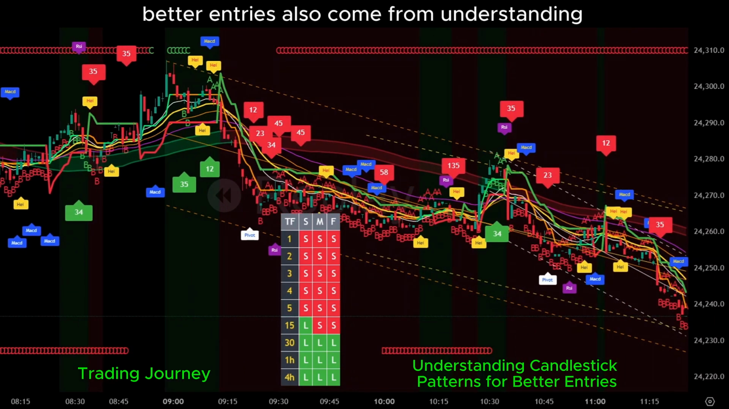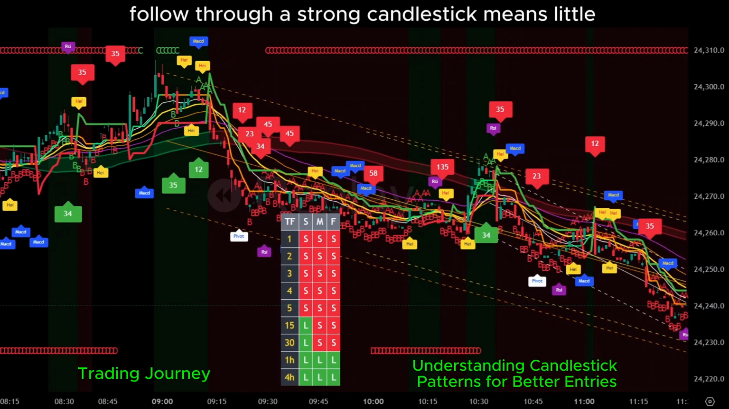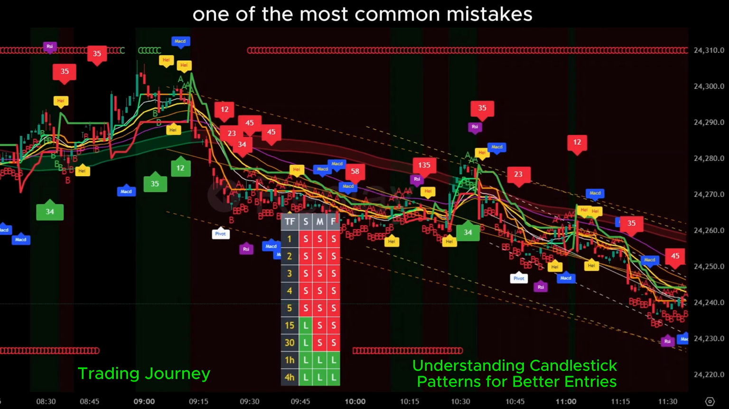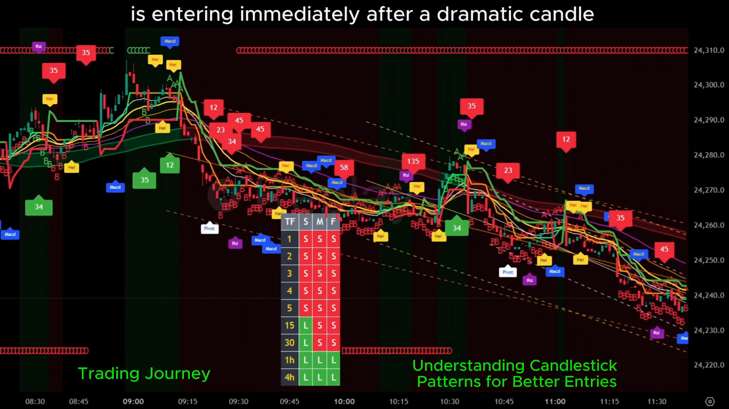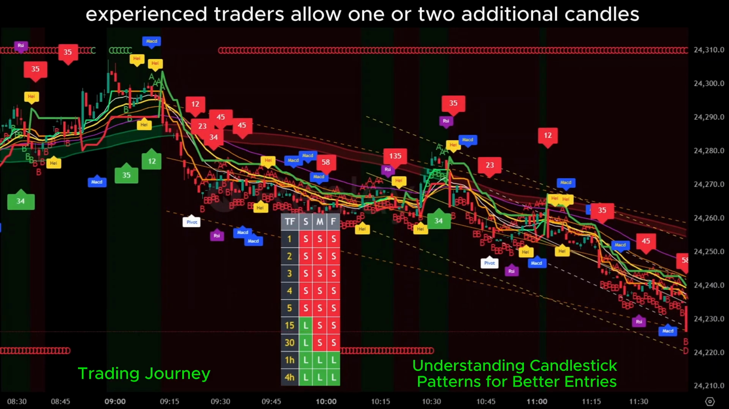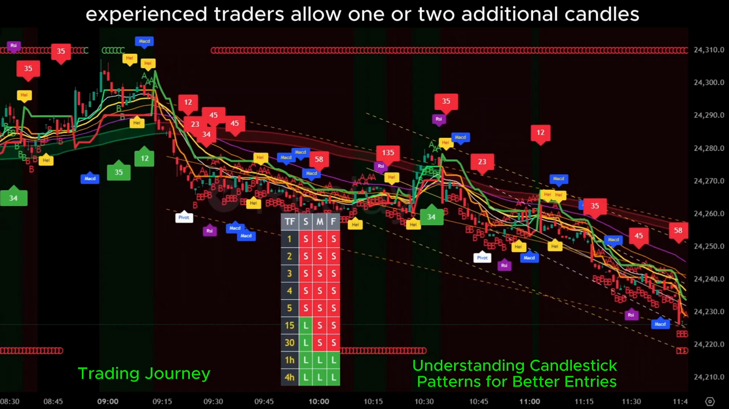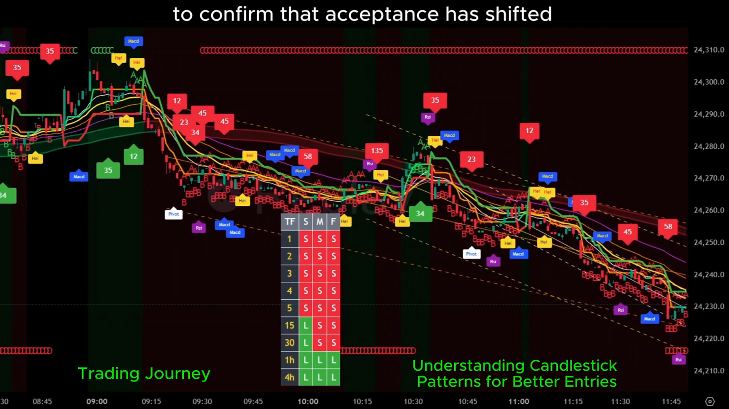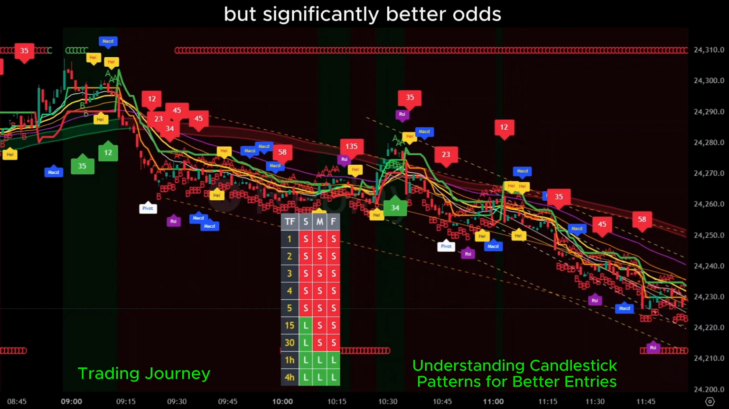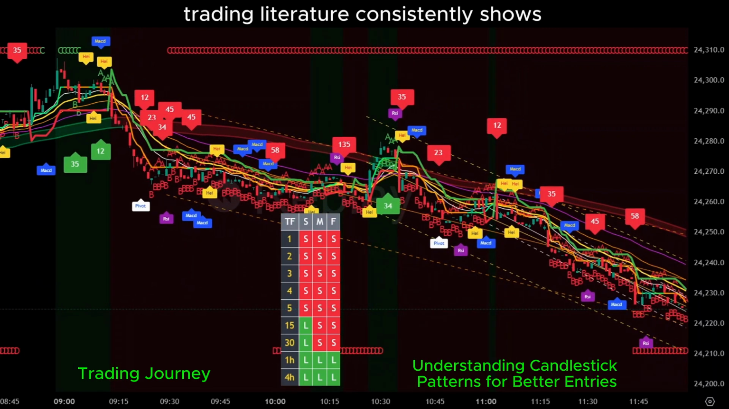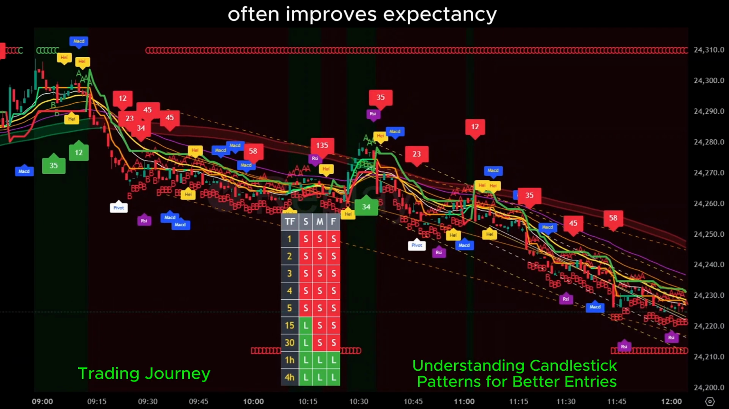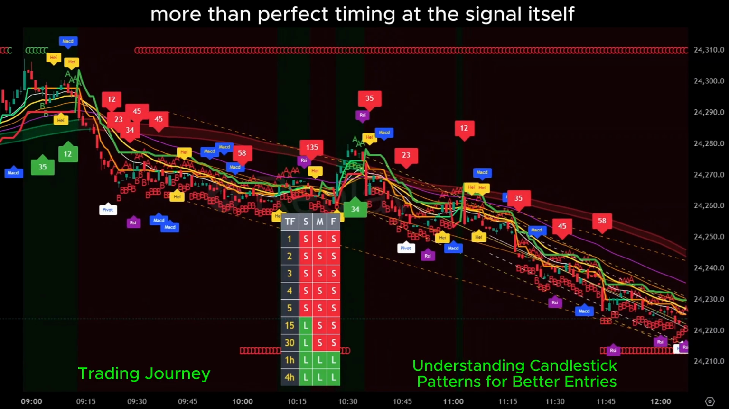Better entries also come from understanding follow-through. A strong candlestick means little if it is not respected by the next few bars. One of the most common mistakes is entering immediately after a dramatic candle without waiting to see whether control actually persists. Experienced traders allow one or two additional candles to confirm that acceptance has shifted. This confirmation often results in slightly worse price, but significantly better odds. Trading literature consistently shows that patience after the signal often improves expectancy more than perfect timing at the signal itself.